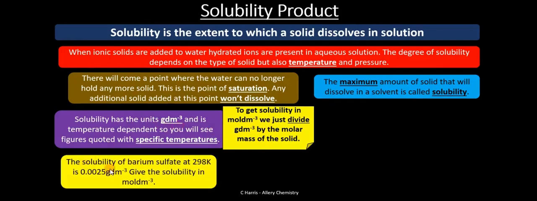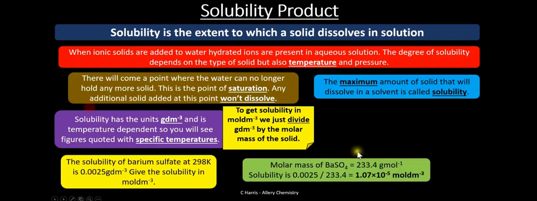So let's look at an example. The solubility of barium sulfate at 298 K is 0.0025 grams per cubic decimeter. You can give this solubility in moles per cubic decimeter. All you simply have to do here is calculate the molar mass of your barium sulfate, which is 233.4 grams per mole in this case. Therefore, you're going to divide your 0.0025 grams per cubic decimeter by the Mr, and you're going to get this figure here, 1.07 times 10 to the power -5, now in moles per cubic decimeter.